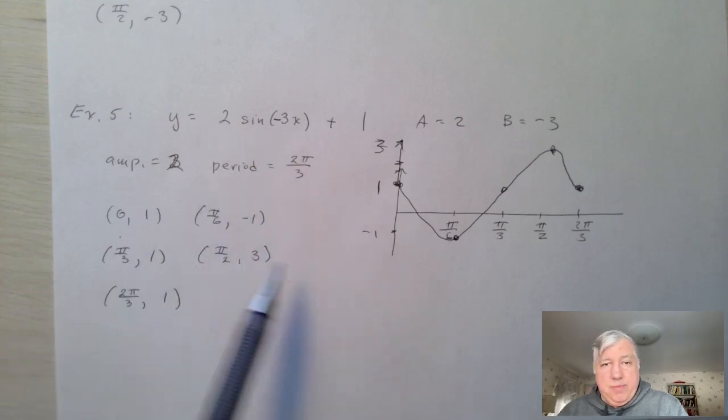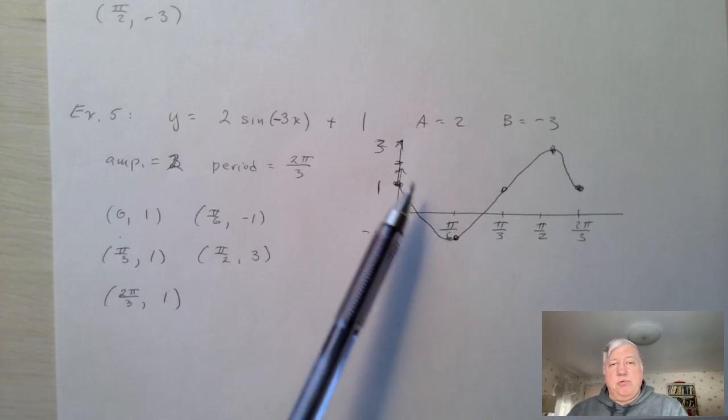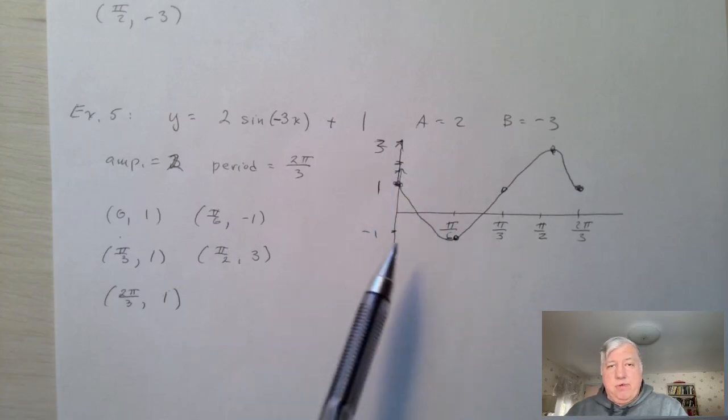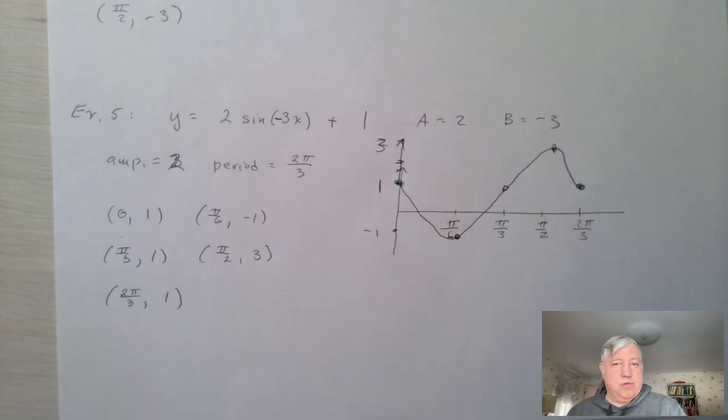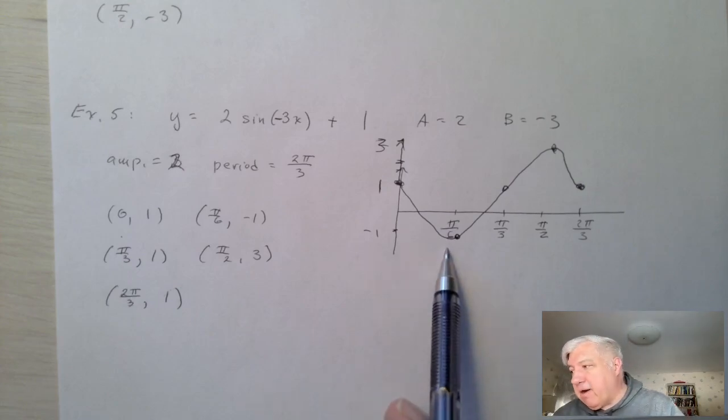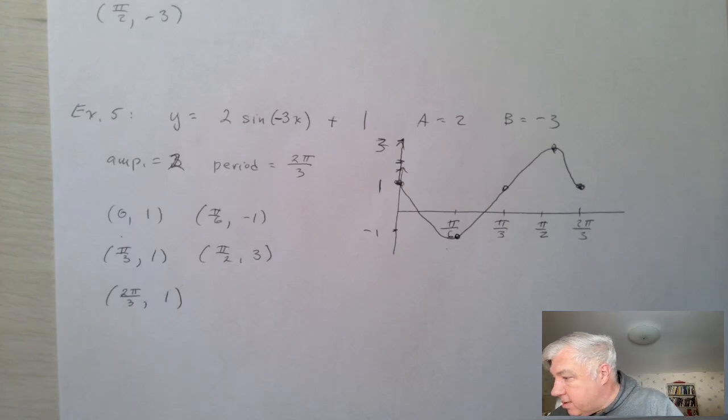So notice that even though the amplitude is 2, our range is between -1 and 3, and we're centered at 1 because from here to here is 2, and from here to here is 2. So hopefully you got that all right. By the way, this is supposed to be pi over 6 right here.